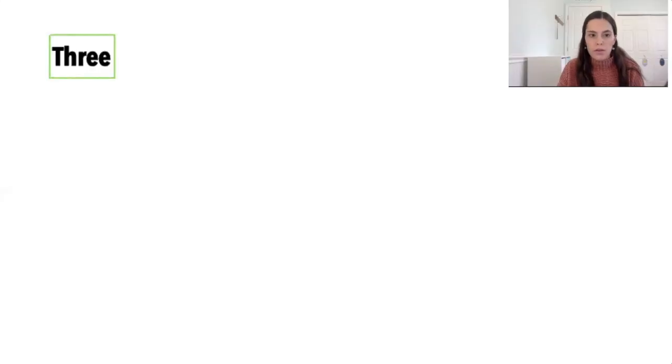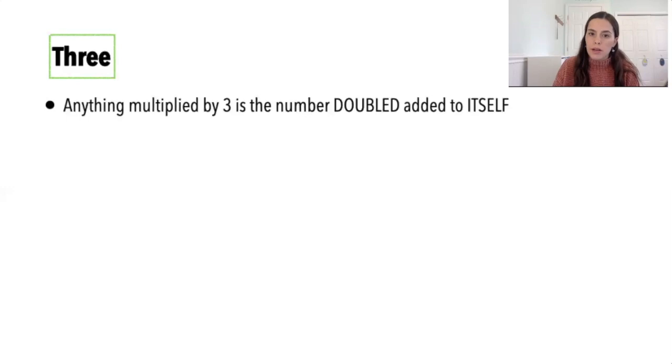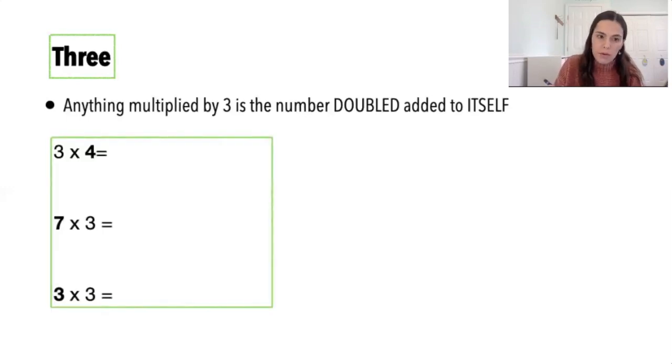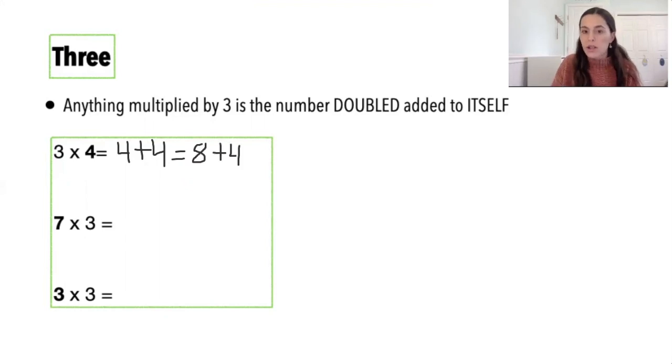Next, we have the number 3. Anything multiplied by 3 is the number doubled added to itself. For example, 3 times 4 is 4 plus 4, which equals 8, and then you add it to itself, which is 4. So you add 4 to that, and that equals 12.